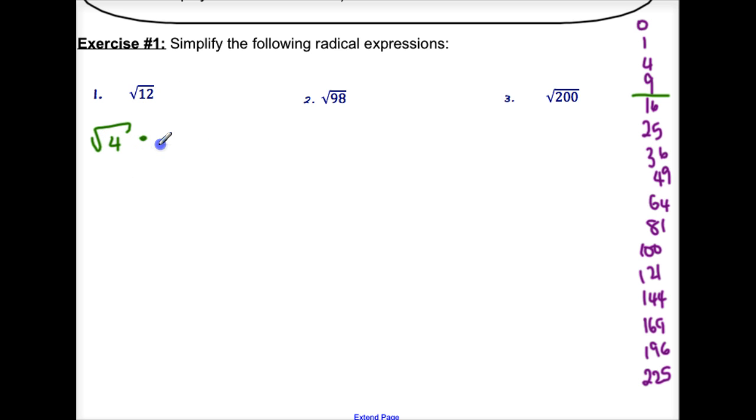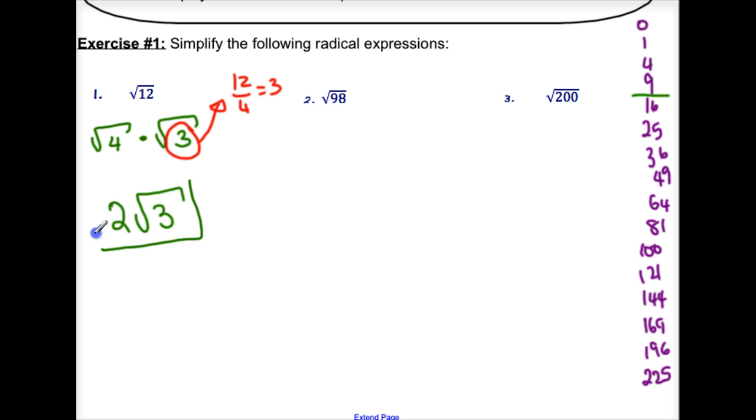4 times 3 will give me 12. And again, this 3 is coming from 12 divided by 4, which is 3. Now, the last step says the first number that I wrote, which is the square root of 4, can be simplified. The square root of 4 is 2, so I get 2 radical 3. And that's my final answer.